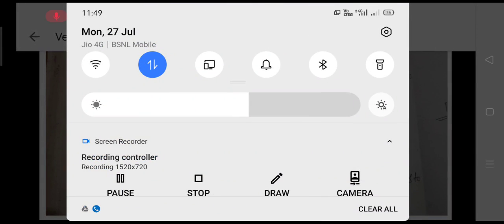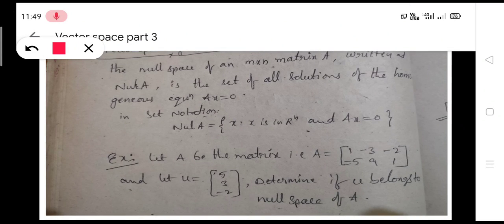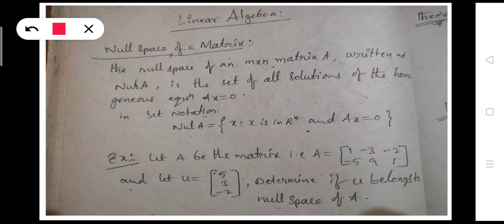Dear students, today I am going to discuss the null space of a matrix and the column space of a matrix, and some problems based on these two definitions. So what is the null space of a matrix?